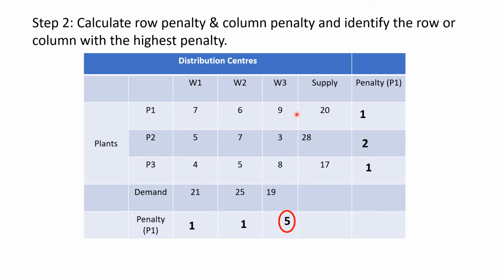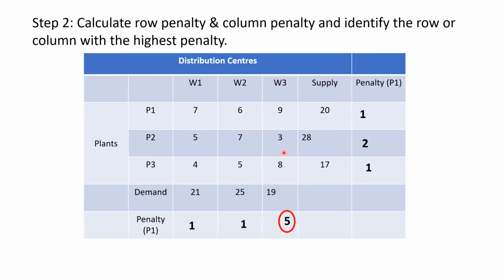All these are cost figures and we would like to minimize the total cost. So in this W3 column, which is the lowest cost element? 3. Yeah. So allocate as much as possible to this cell containing 3. How much can you allocate here?